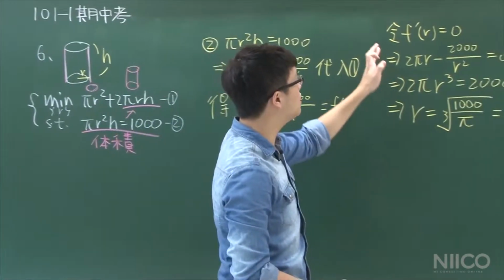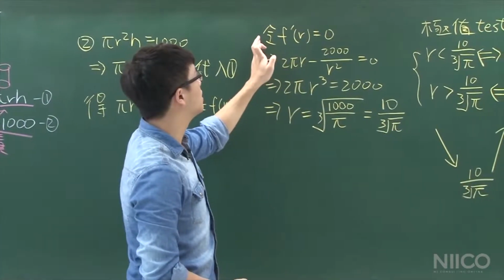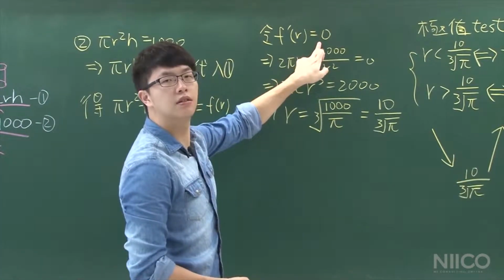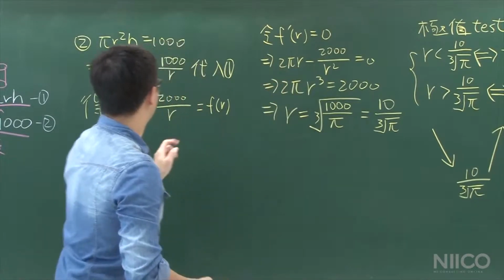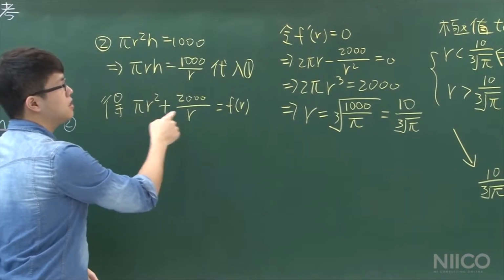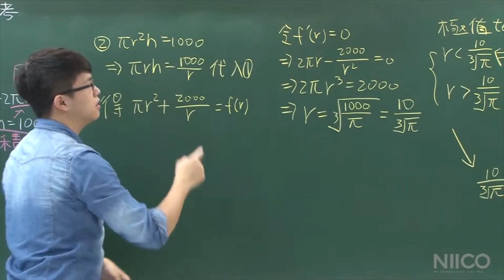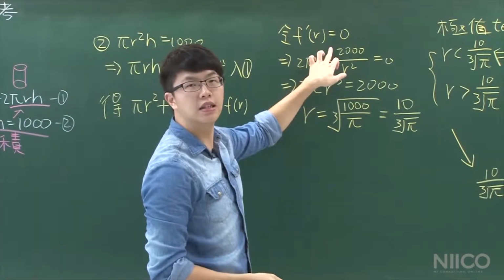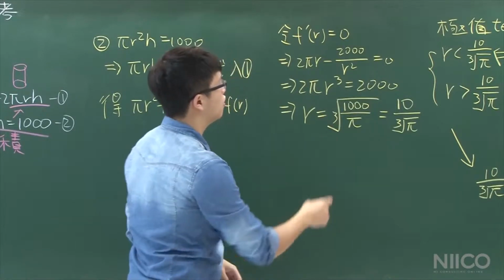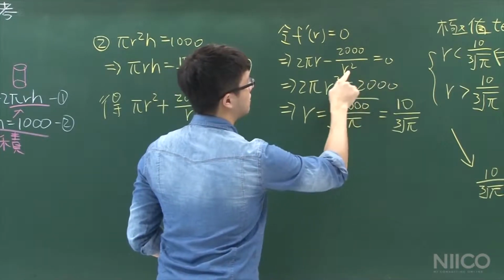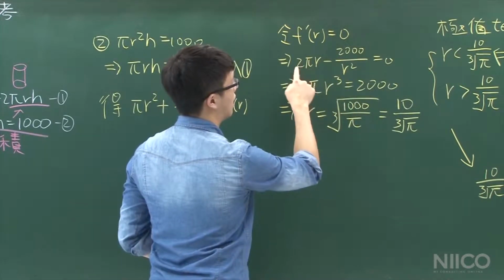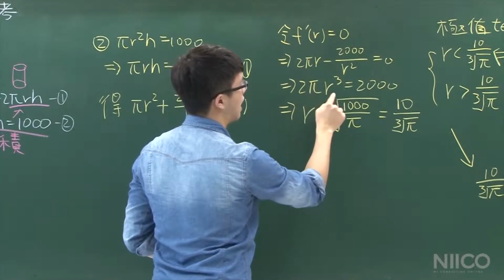Now, how do we find out the minimum value of this f of r? We simply differentiate this f of r with respect to r. We want to find an r such that f prime of r is equivalent to 0. So what is the expression for f prime of r? It's quite simple. It's just 2 times pi times r minus 2,000 divided by r squared. And we want to find an r such that this equation evaluates to 0.